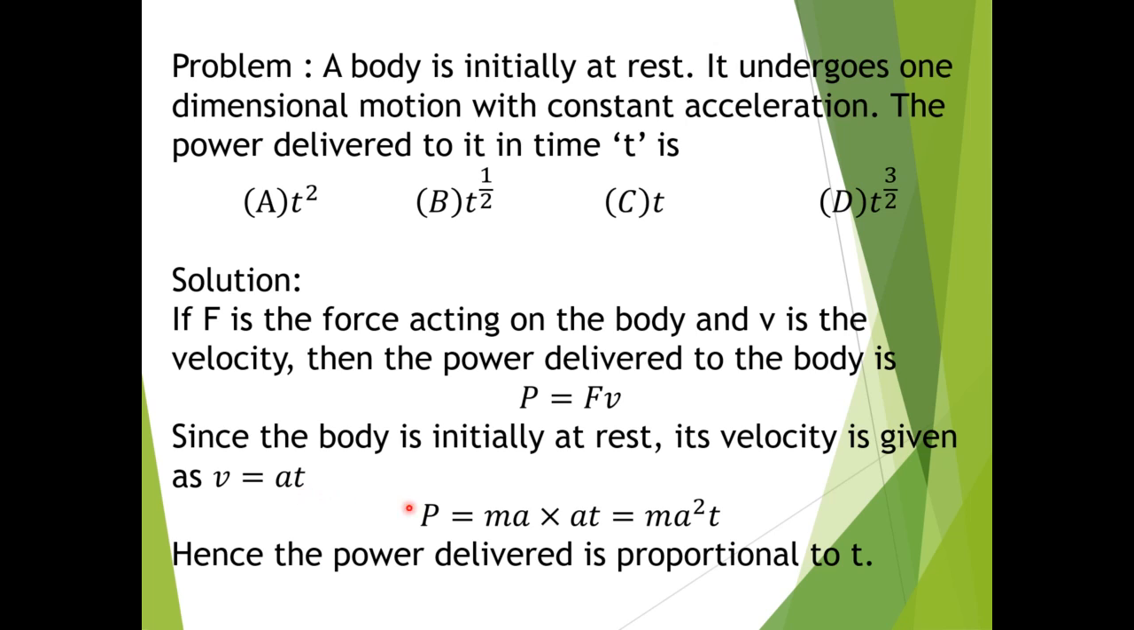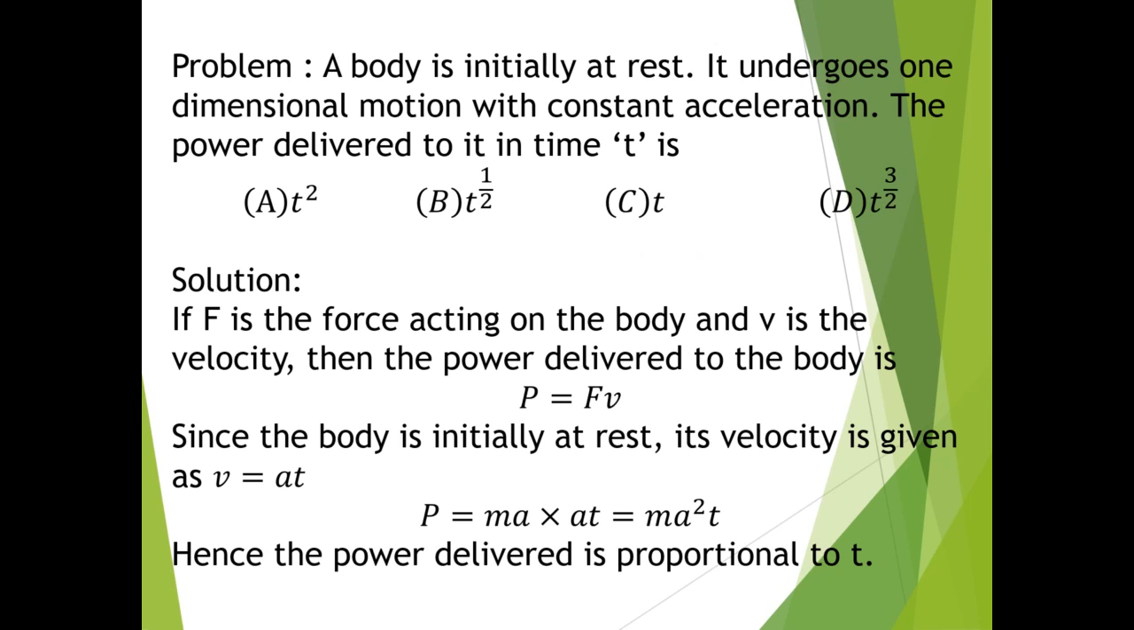So we now write down the expression for the power, since the force is mass times acceleration and velocity is acceleration times the time at which we are looking at the power. So we get this product as mass times acceleration square times t. So now the power delivered is proportional to the time. So the correct option is C.